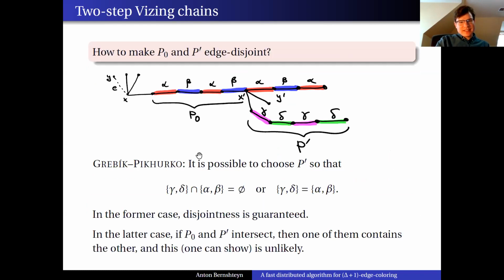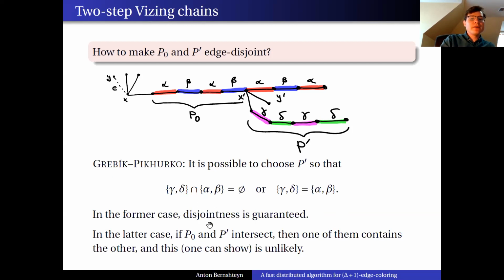So how can we do this? Well, here's a clever idea of Grebic and Pihorko. They noticed that one can choose the path P' in a somewhat clever way so as to have some control over what these colors gamma and delta are. Specifically, one can ensure that either they're disjoint from the colors alpha and beta that we used on the path P0, or if they're not disjoint, then they're exactly the same two colors. And if this is the case, then we're done, because edges in P' and P0 have different colors.